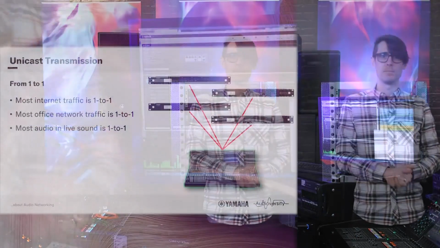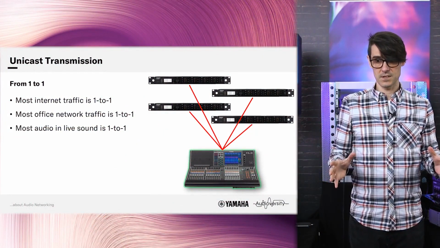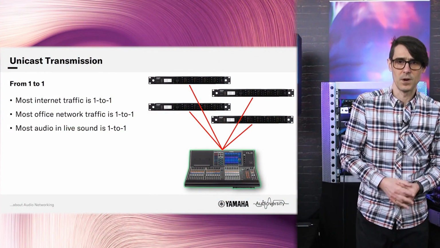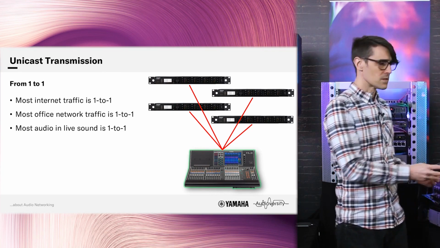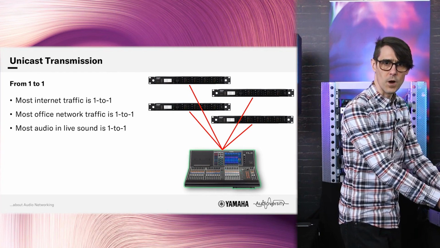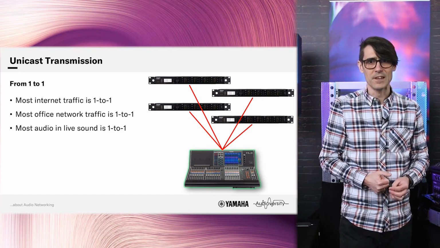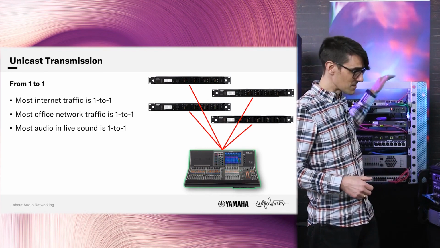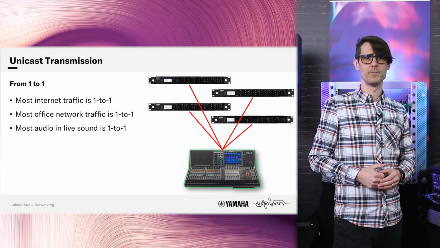So, back to Unicast and Multicast. Dante transmission by default is Unicast. Actually, most network data is Unicast by default, from one transmitter to one receiver. So, one transmitter to one receiver. That's convenient in live sound too. From one microphone, wireless mic system to mixing desk, for example, or from one mixing desk to one amplifier.